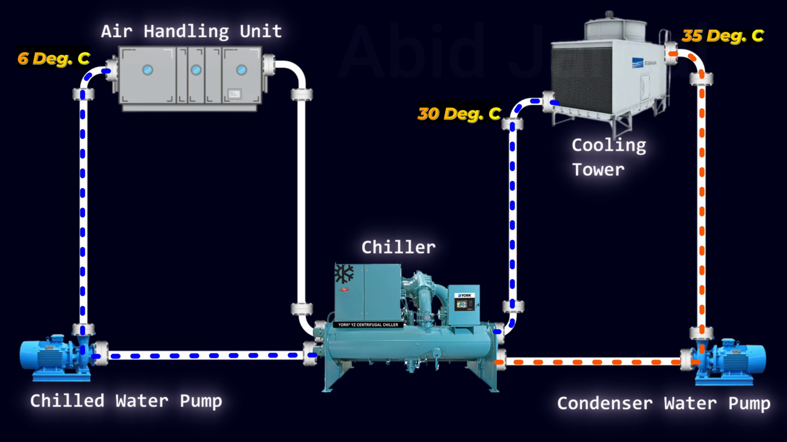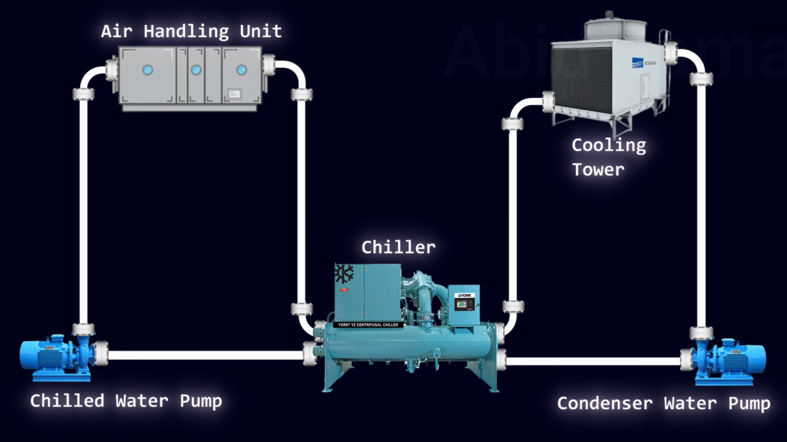The chilled water pump sends water from the evaporator to the AHU. The temperature of the water going into the AHU is 6 degrees Celsius. The AHU absorbs the cooling property of the water and releases the water at a temperature of 12 degrees Celsius. Then this water goes back to the evaporator, gets cooled again, and returns to the AHU. This is the basic principle of a water-cooled chiller. We will discuss each of these components in detail in our next video.